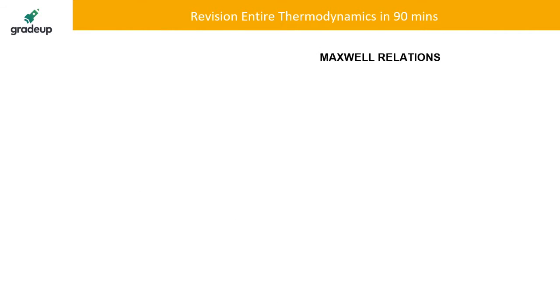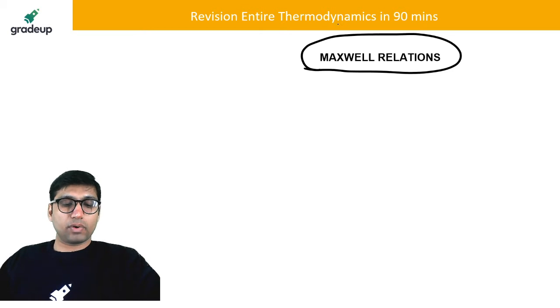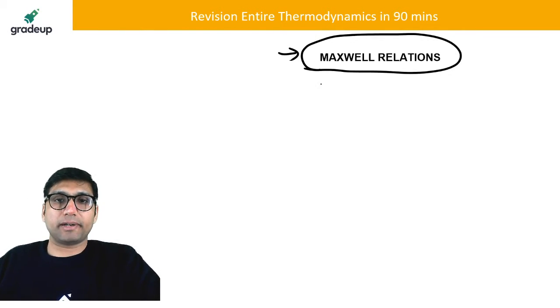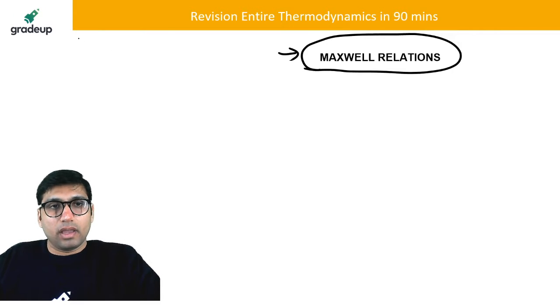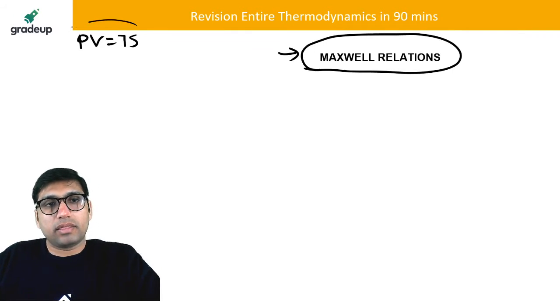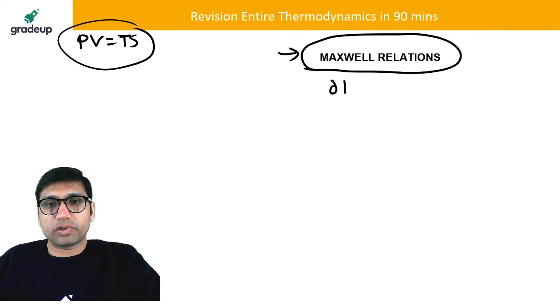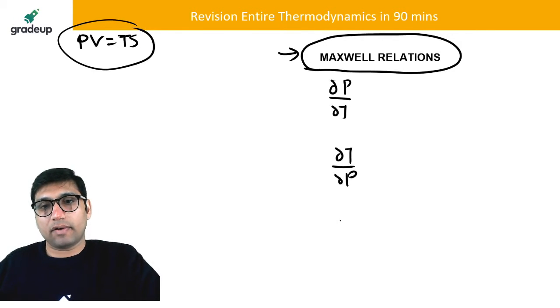Okay. The last thing is the Maxwell relations. Sometimes in your GATE exam you come across some 1 mark questions on Maxwell equations, to identify the correct Maxwell equation. See, the Maxwell equations can be easily written. If you see any Maxwell equation, you will see PV is equal to TS. You will get this term in the Maxwell equation. So if you have to write the Maxwell equation, you have to write dP by dT is equal to dT by dP, you have to write dT by dV or dV by dT.